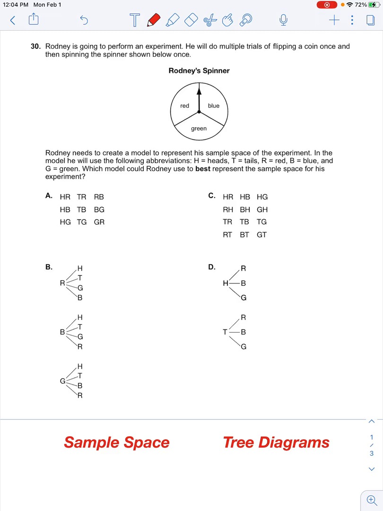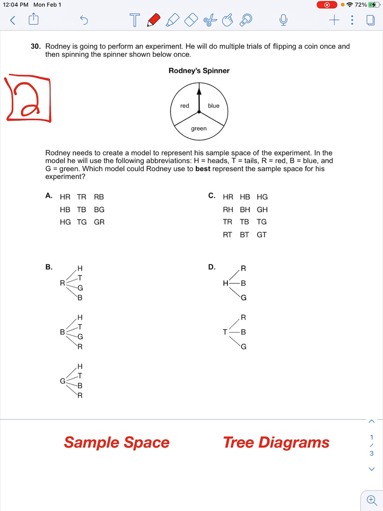I want to teach you how you read a sample space and tree diagram, how they're related to one another, and how they have a little bit of a difference, but they basically give you a visual representation of all the outcomes that can possibly happen here. First, Rodney's flipping a coin. That's the first thing he's doing. When you flip a coin, you have two possible outcomes, heads or tails.